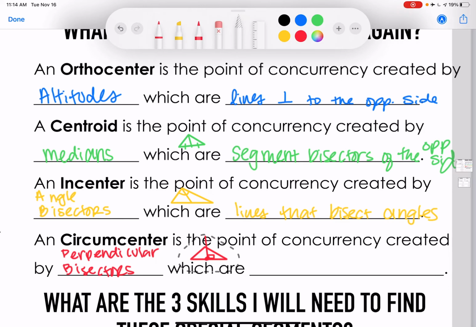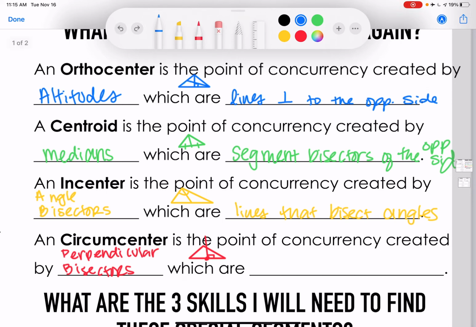And let me adjust my drawing because it's just a little bit off. Okay. And if you wanted a drawing of the orthocenter, we're going to pretend that that's a right angle. I know it's not right now.